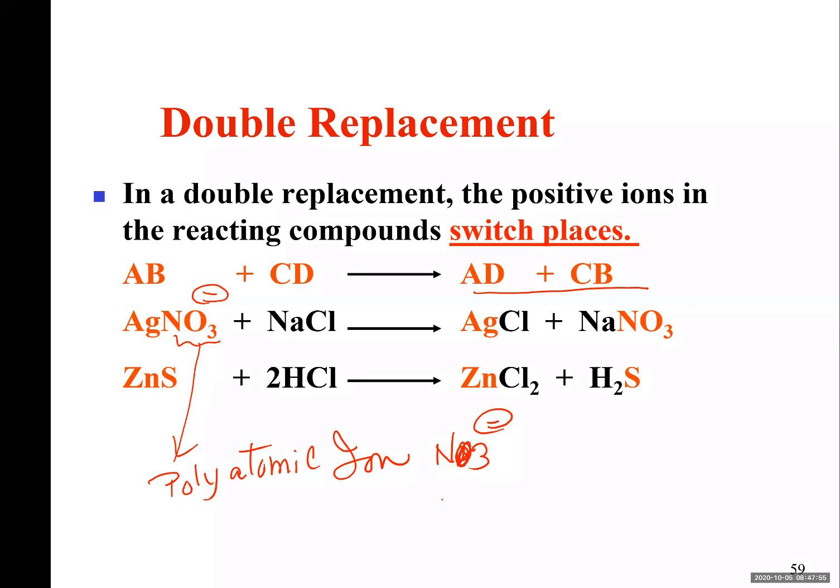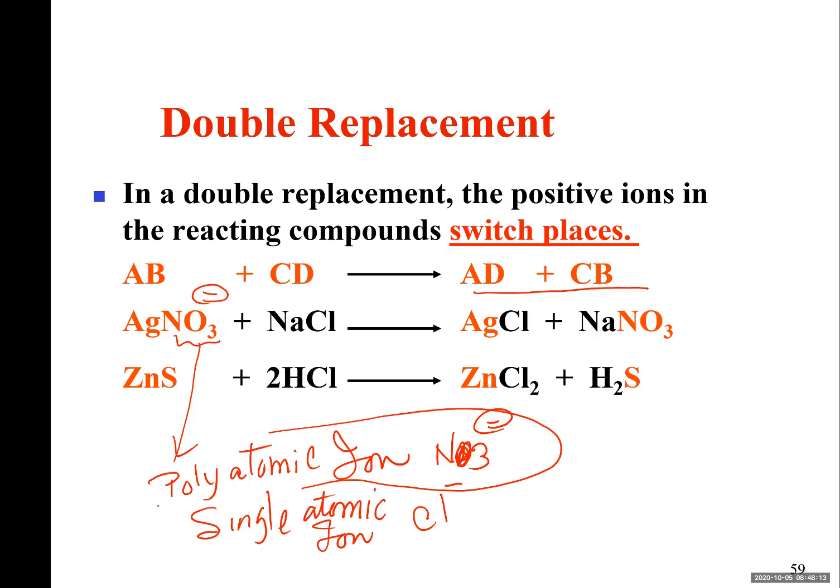Of course, some ions are single atomic. This is a single atomic ion. We don't call them single atomic. When we say polyatomic, that means they are not single atom. So if you are not sure what the charges of polyatomic ions are, just go ahead to page 89 and look them up. That table is available to you during the exam.